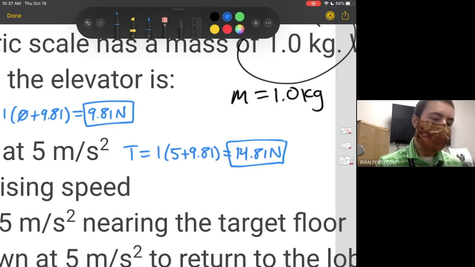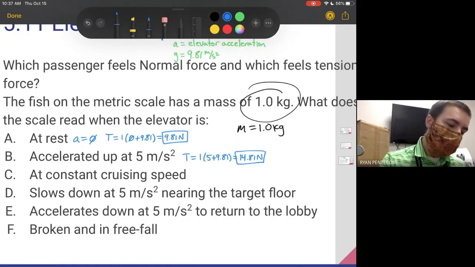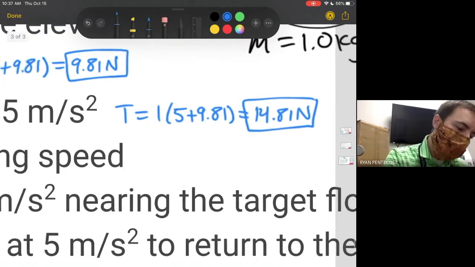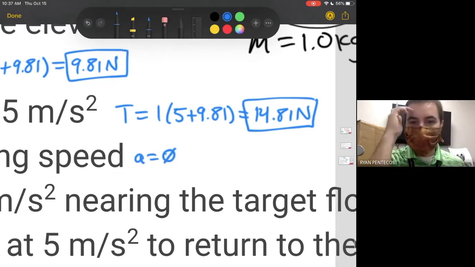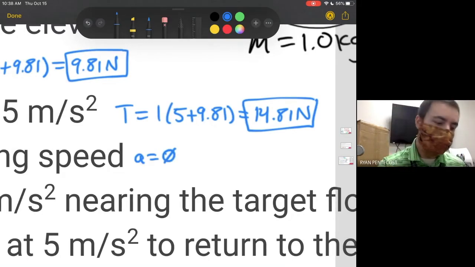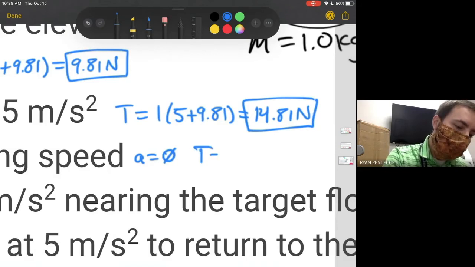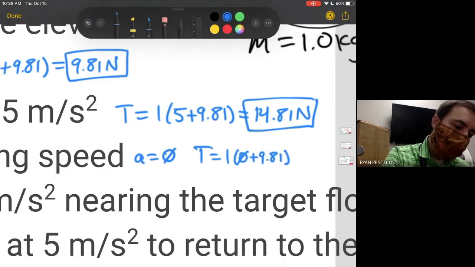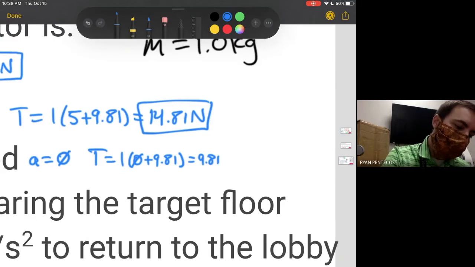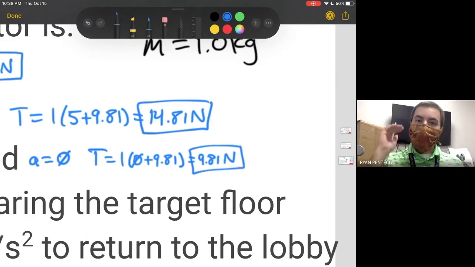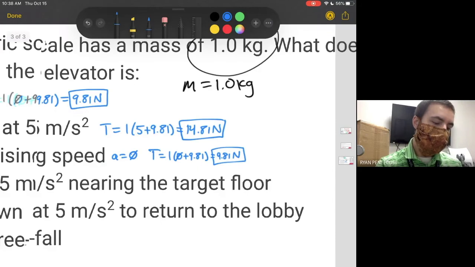will actually register a little bit heavier than it should normally. Now part C, at cruising speed. So at cruising speed, again, acceleration is 0, right? There's no change in speed. It's a constant speed. So then the scale returns to 9.81 newtons. So at rest or at cruising speed, when there's no acceleration, you'll see the true weight of the fish on that scale. All right, part D, next.